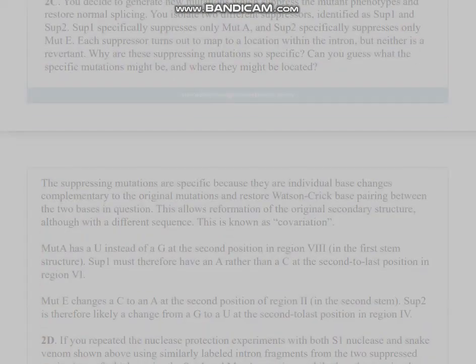2c. You decide to generate new mutations which suppress the mutant phenotypes and restore normal splicing. You isolate 2 different suppressors, identified as SUP1 and SUP2. SUP1 specifically suppresses only MUT-A, and SUP2 specifically suppresses only MUT-E. Each suppressor turns out to map to a location within the intron, but neither is a revertant. Why are these suppressing mutations so specific? Can you guess what the specific mutations might be, and where they might be located?